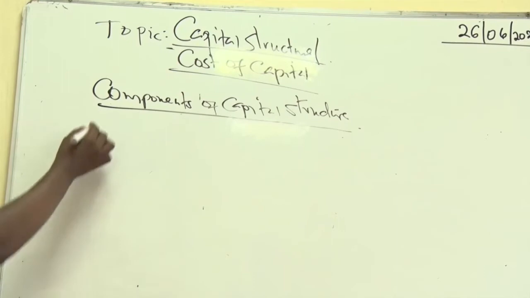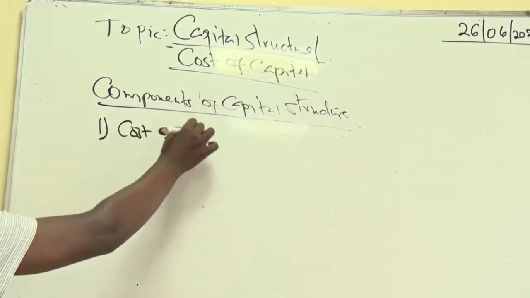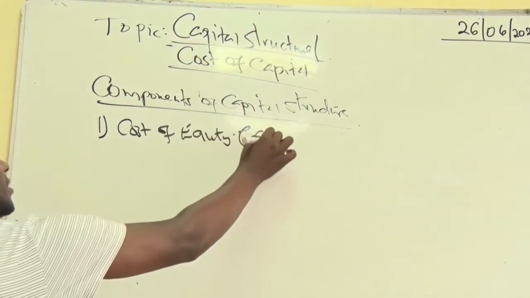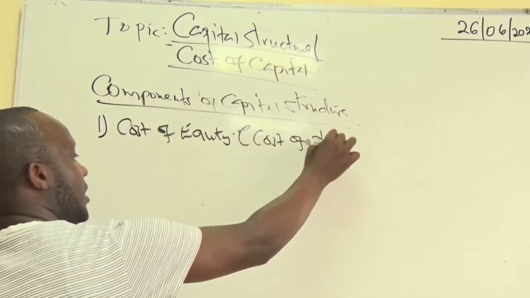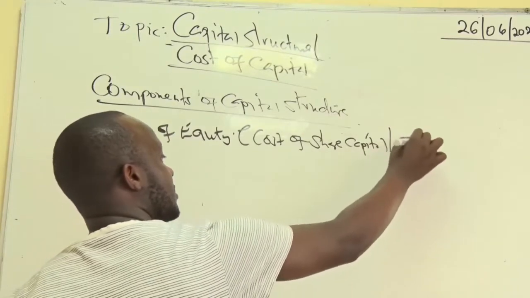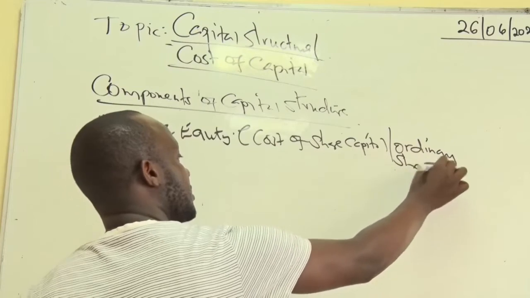So you have three components. Roman one, we shall look at the cost of equity. Sometimes we call it the cost of share capital, or ordinary shares.